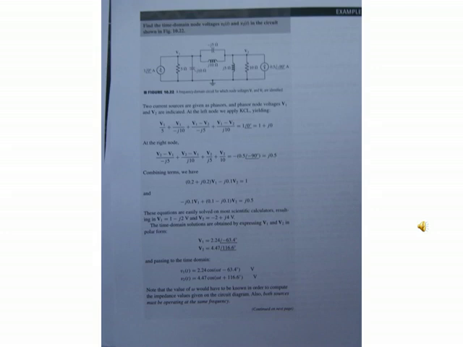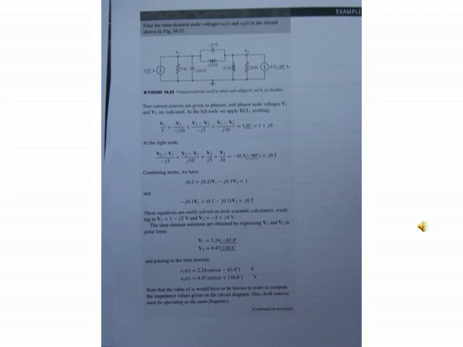And at the right node, the current through the minus J5 ohm is V2 minus V1 by minus J5, and the current through the J10 ohm is V2 minus V1 by J10, plus the current through the J5 ohm, V2 divided by J5, and the current through the 10 ohm, V2 by 10. The summation of these currents is equal to minus 0.5 angle minus 90 degree, or J0.5. So that gives the two equations.